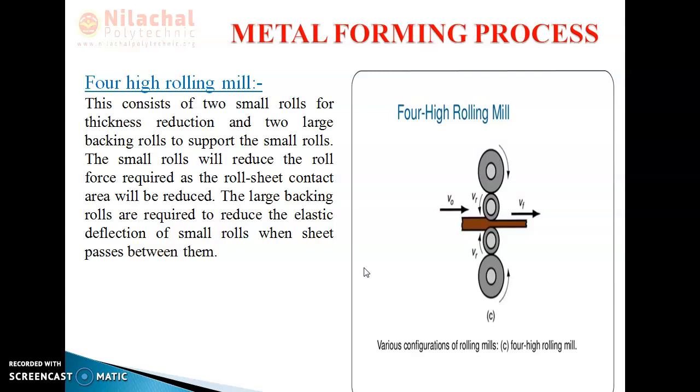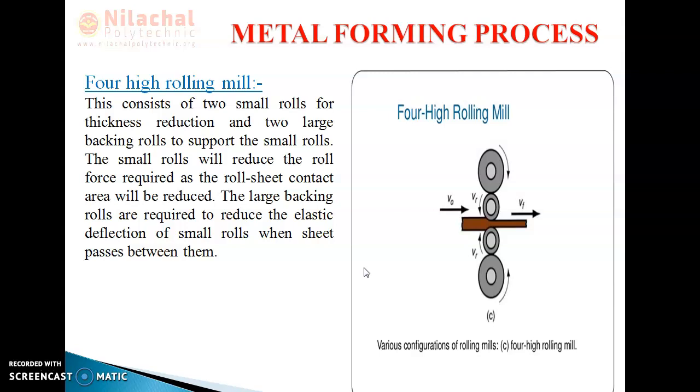So again, if we compare 2, 3 and 4 high roll mill, you can find that in 4 high roll mills we can achieve heavy reduction in thickness. So in other words, the rate of production is high if we compare the 3 high roll mill with the 4 high roll mill. Again, from the construction point of view, both small rolls also move opposite to each other.